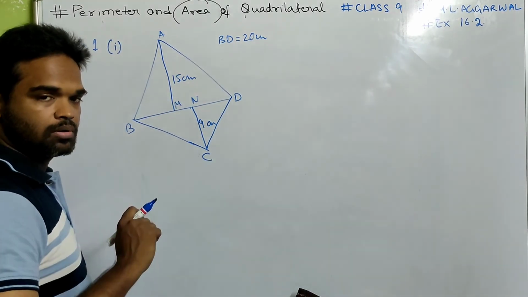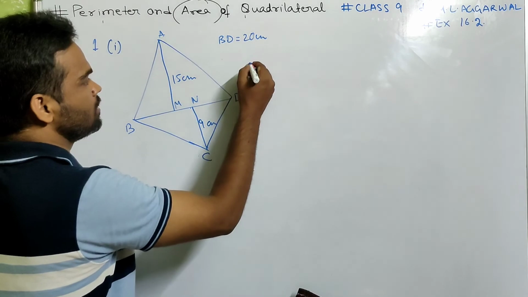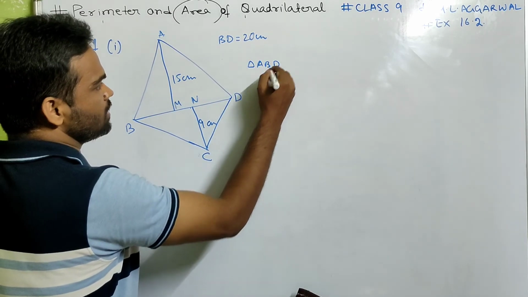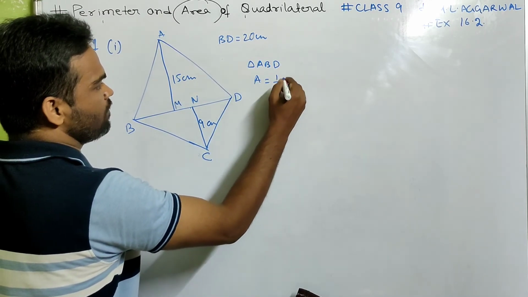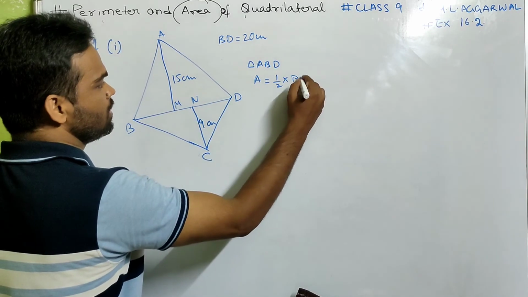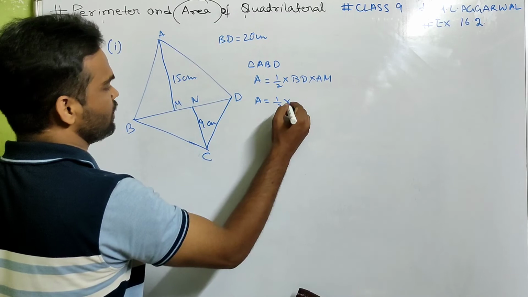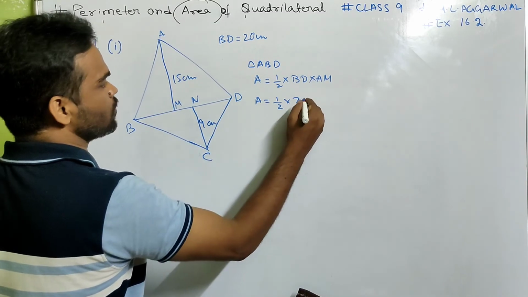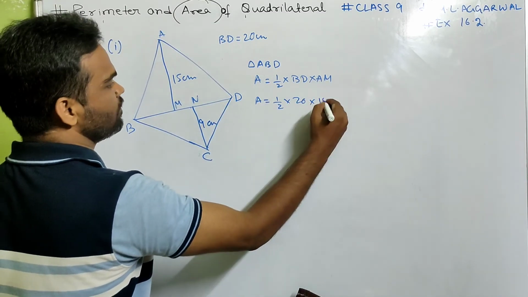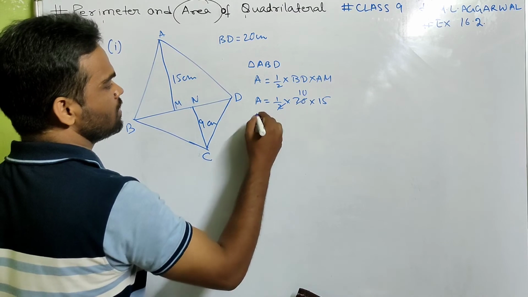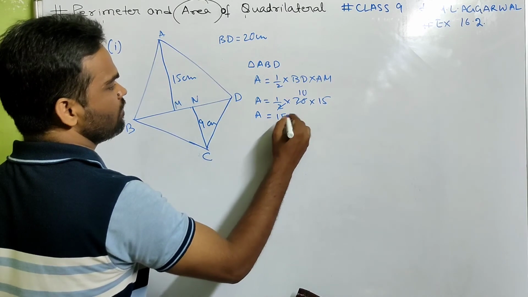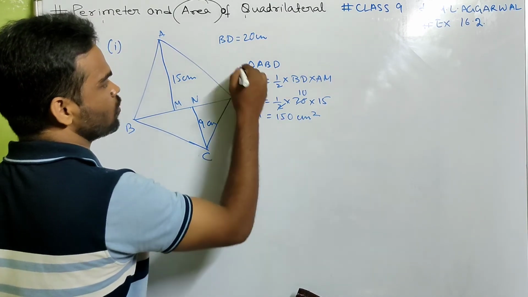two triangles. Triangle ABD, area will be half into base, which is BD, into height, which is AM. Just substitute the value. Half into BD is known to us, 20, and AM is 15. So this is 10. So area will be 150 centimeter square.